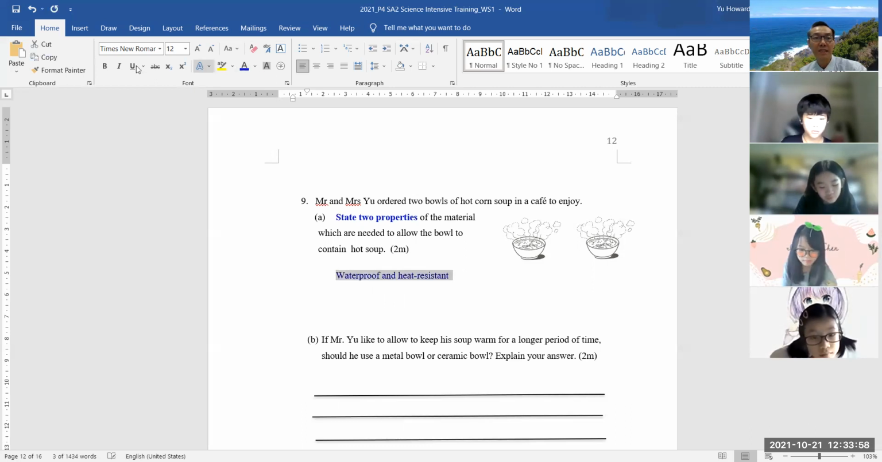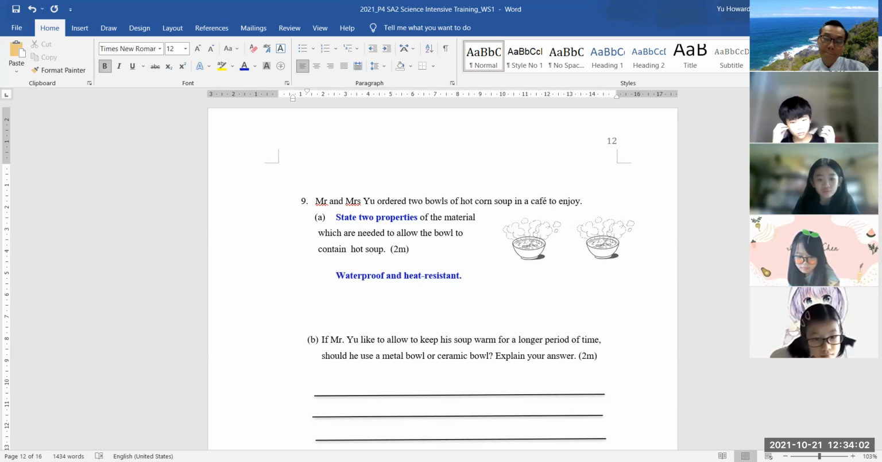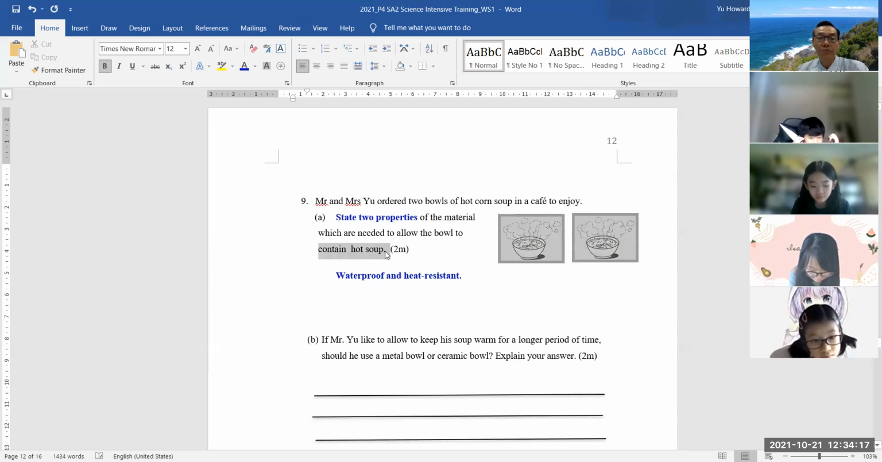Poor conductor of heat doesn't match this context. Poor conductor of heat means when I hold the soup, I won't get burned. But here they did not ask you that, to prevent the hand from being burned. They say allow the bowl to contain the hot soup. So it must be waterproof and heat resistant.